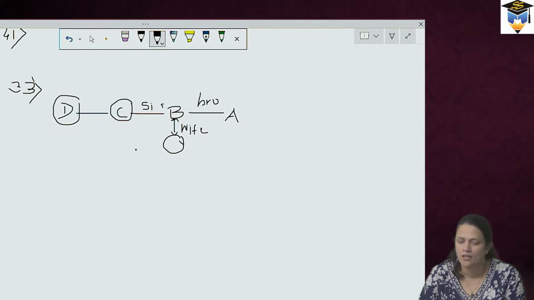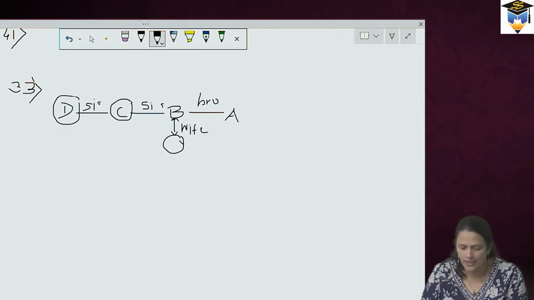काही समजलं नाही. काय दिलंय त्यांनी? Question: A is B's wife's husband's brother and C and D are sisters. So C and D are sisters हे सोडून दे. Okay, both these are sisters.